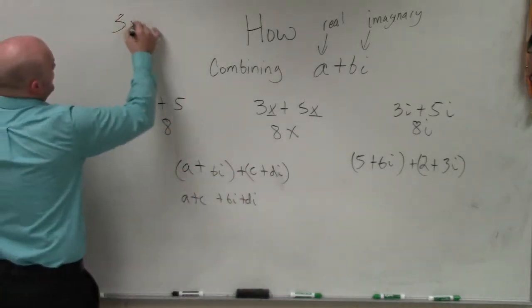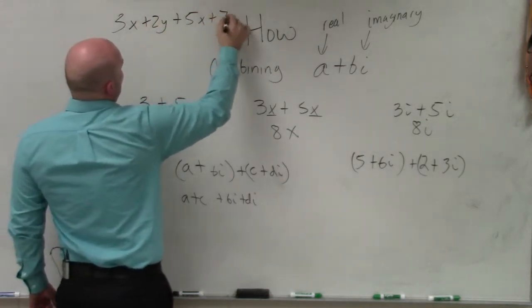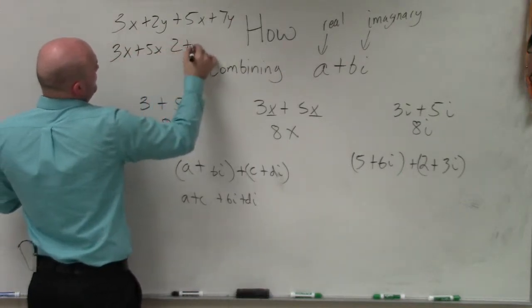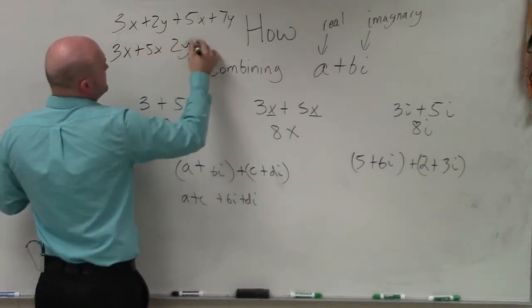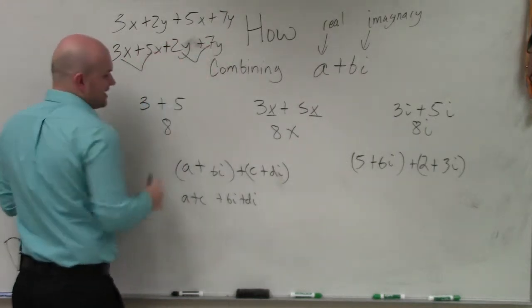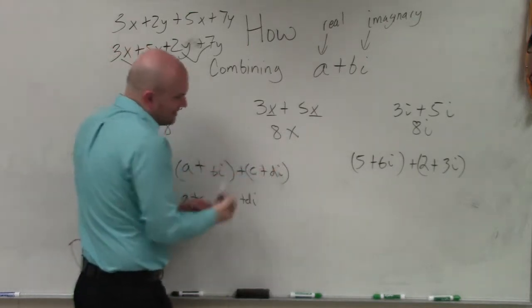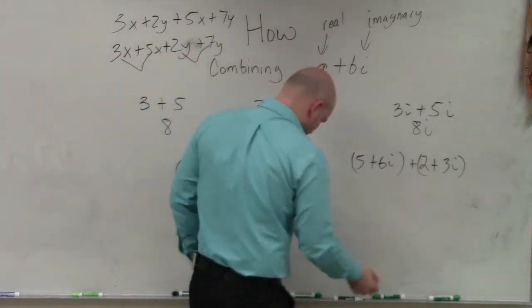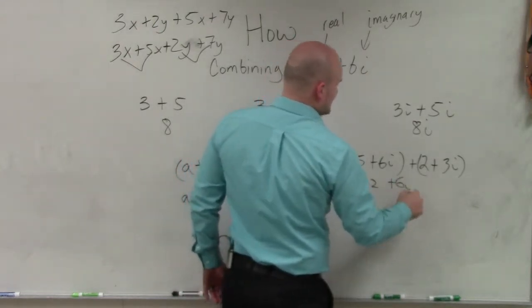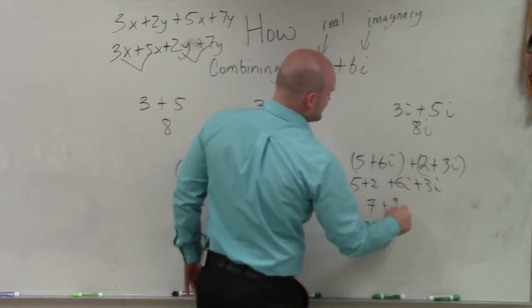Just think about like terms. If I had 3x plus 2y plus 5x plus 7y, we're only going to combine the terms that we can combine. So we can only combine 2y plus the 7y. So I would combine the parts that I can. The same thing here. I'm only going to combine the a and the c and the bi and the di. So in this example, I'll do 5 plus 2 plus 6i plus 3i. Well, 5 plus 2 is 7. 6i plus 3i is 9i.